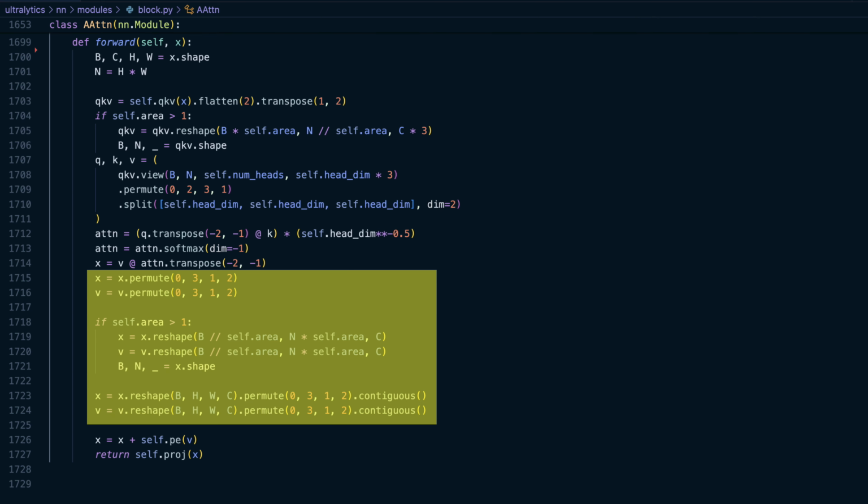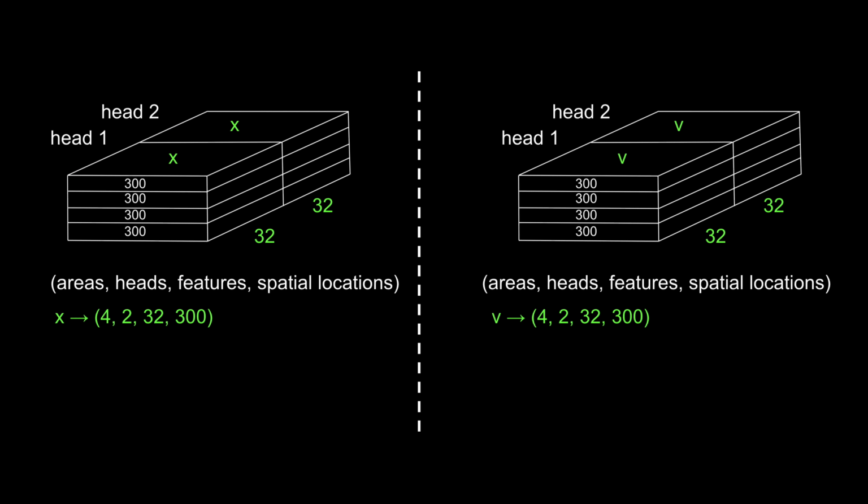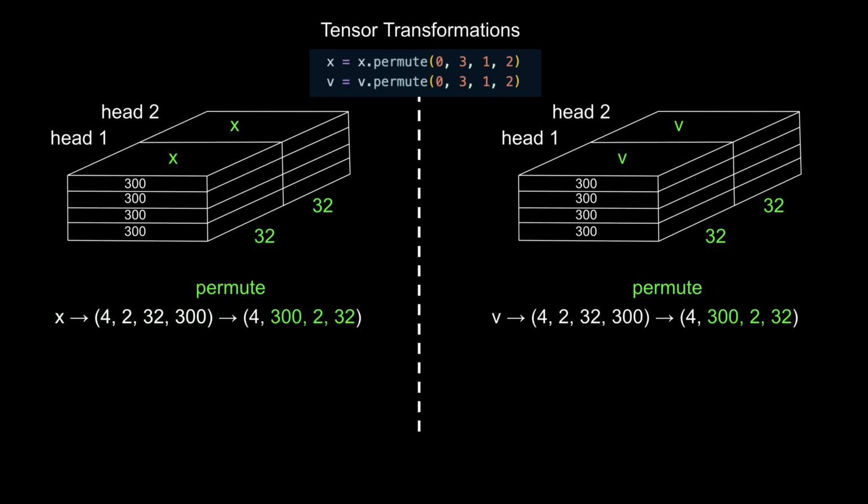Before we can work with these two tensors, we need to apply a few transformations. Fortunately, the same operations are applied to both tensors, so we can walk through them together. First, we permute the tensors to change the order of their dimensions. In PyTorch, permute reorders the dimensions of a tensor without changing the underlying data, just how it's arranged across axes.